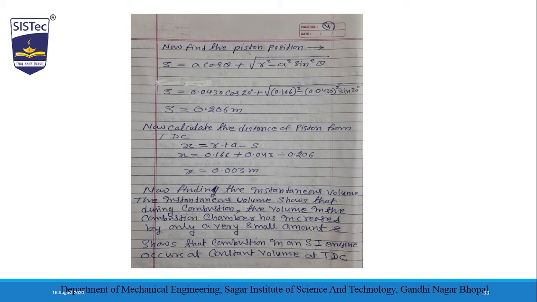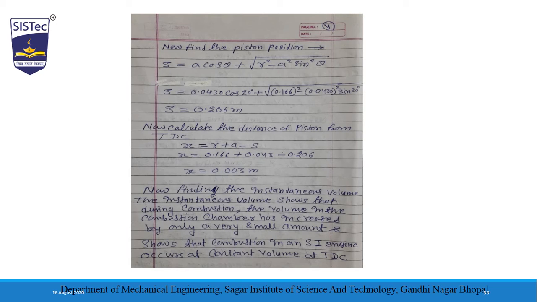Now calculate the distance of the piston from the top dead center. So x represents the distance of the piston from TDC. It is further represented by r plus a minus s. According to that, x is equal to 0.003 meter. So this is called the distance of the piston from the TDC.